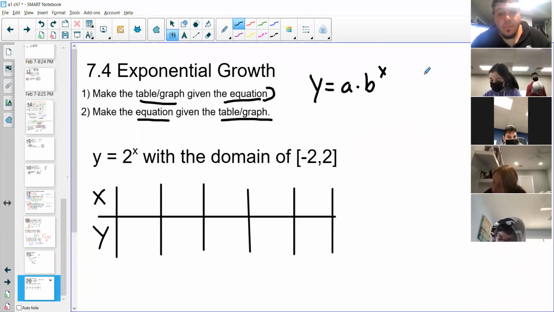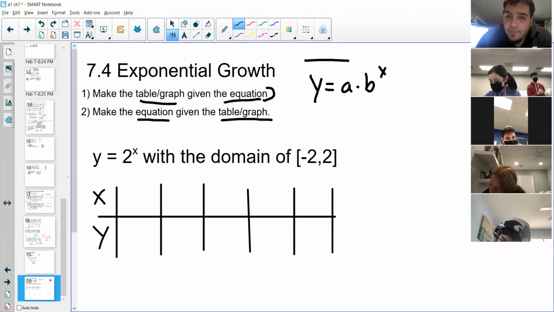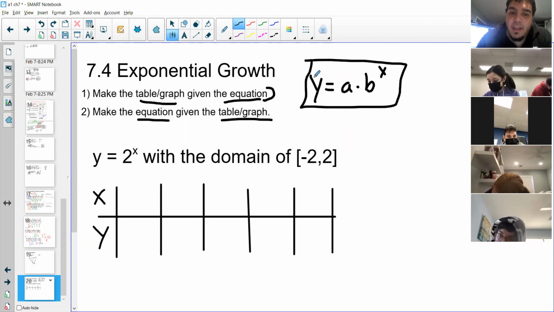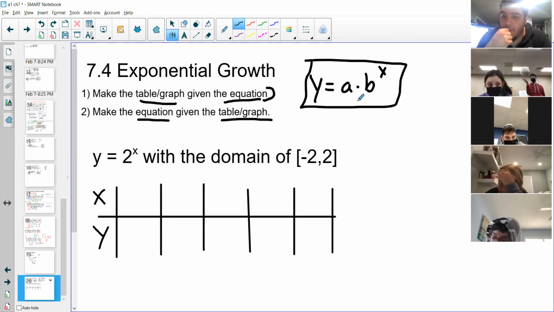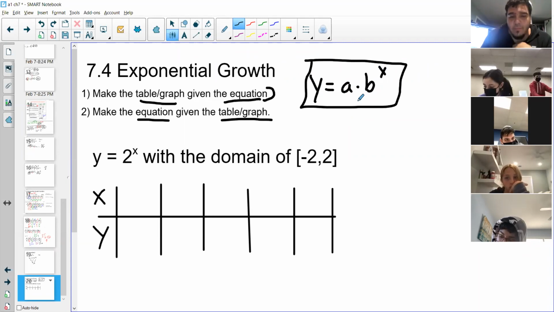All right. And then the generic formula for exponential growth is going to be a times b to the x power, where b is the number inside the exponent, while a is the number multiplied to everything. And we'll see how that affects the table sooner or later.